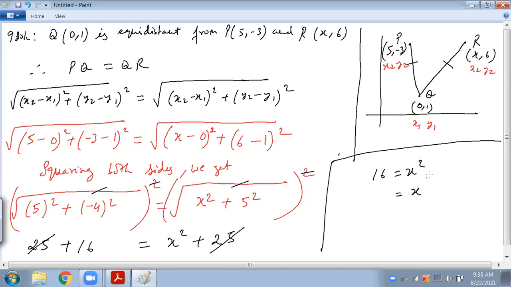Now find x. From x square, how to find x? We'll take the root on the other side, and if you take the root, you have to put plus or minus. So it will be plus or minus root 16, and root 16 is 4. So x equals plus or minus 4. Now we got the first thing, that is to find x. That means x equals 4 or x equals minus 4. Now again you have to find the distances QR and PR. So we are going to use the distance formula and find QR and PR.